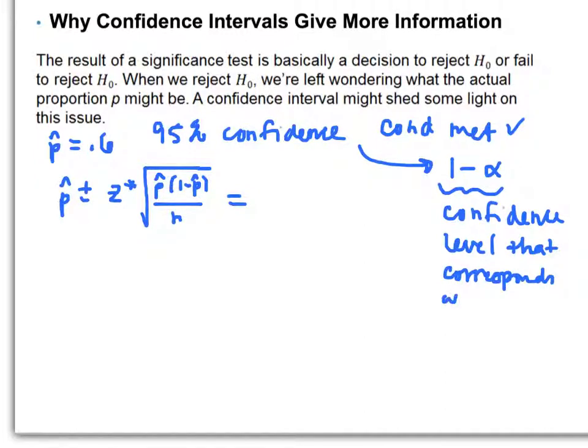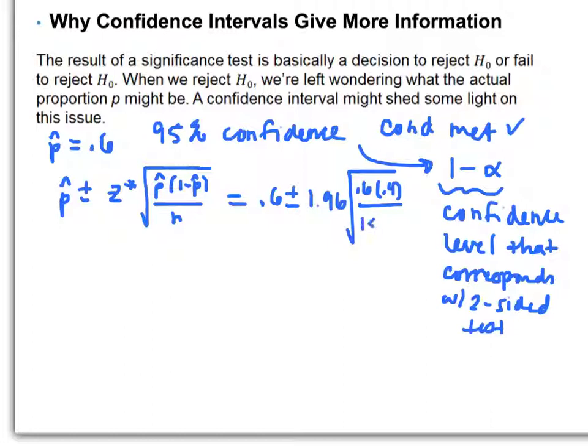That corresponds with the two-sided test. Okay, and we know that p hat is 0.6. We know our critical value for 95% confidence interval is 1.96, and then we get our p hat times 1 minus p hat over n. And again, we have to use our value for p hat here because we don't know what p is. So when you compute all this with your calculator, I'll let you guys do the work.